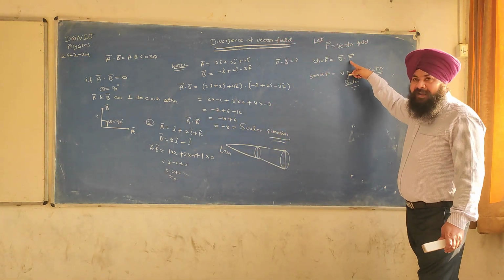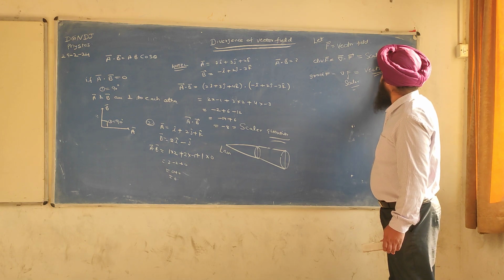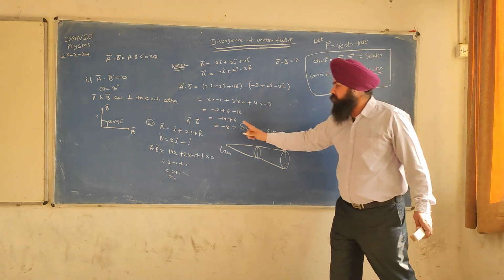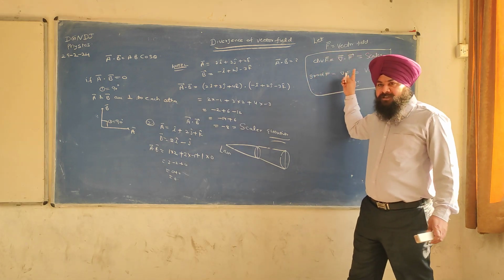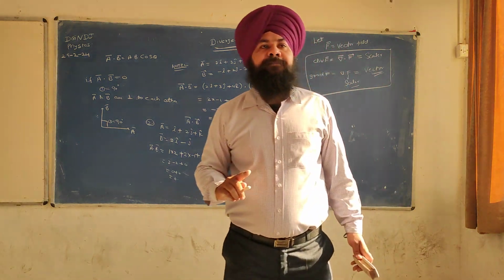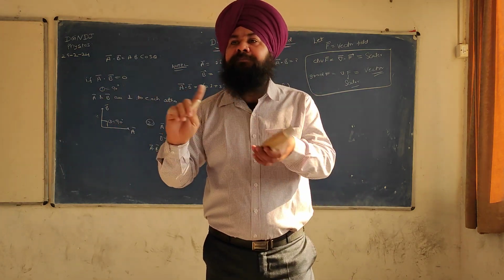But divergence of f always gives me a scalar quantity. This is the point. That is why I have correlated divergence of f with the dot product of two vectors.